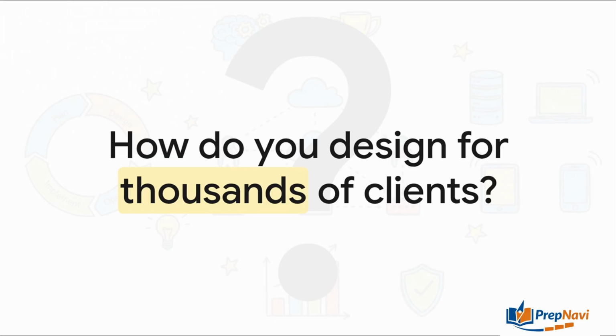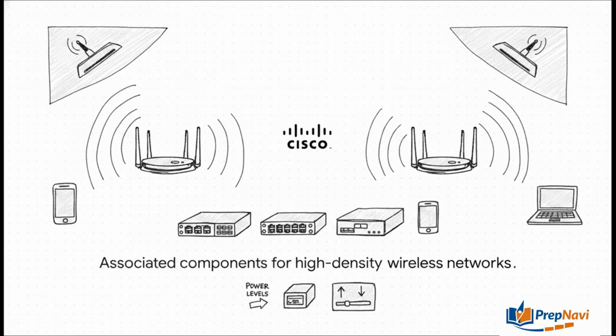And that introduces Objective 2.5, which is entirely dedicated to these high-density environments. Because at this level, it's not just about covering square footage anymore, it is all about sheer device volume. Under 2.5, the blueprint makes it clear you have to design high-density wireless networks and know their associated components. That means understanding the actual specialized hardware and the architectural choices needed to support these extreme environments.